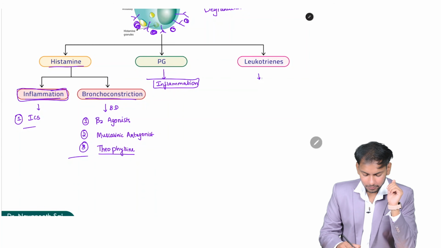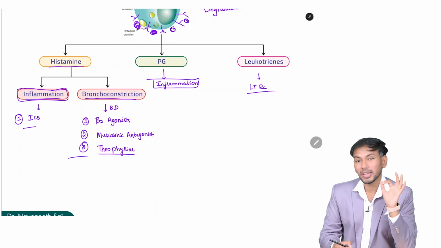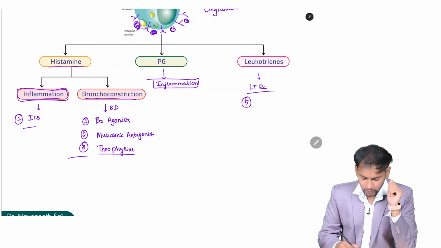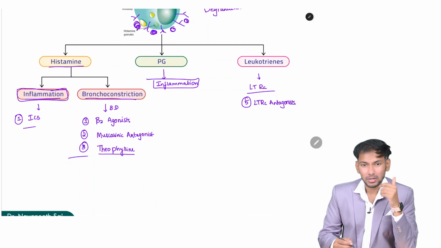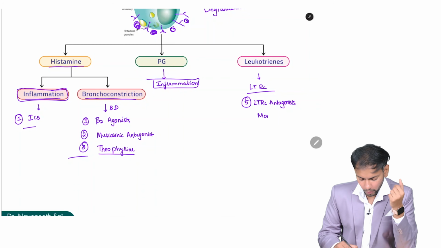Now, if you see here, leukotrienes will act on leukotriene receptors. So we can give a drug called leukotriene receptor antagonist. These are the drugs that you commonly take: montelukast and zafirlukast.